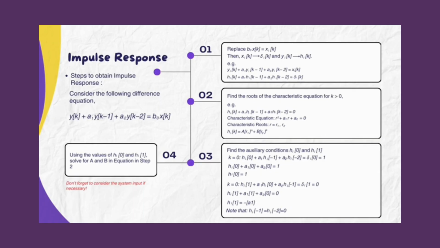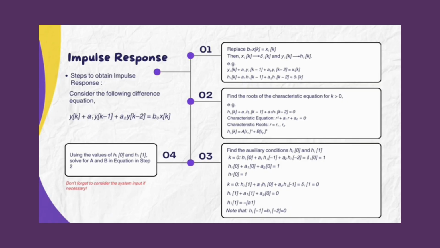Step 3, find the initial conditions. Now we need to find the values of h sub I of 0 and h sub I of 1. Start with k equals 0, h sub I of 0 plus a1 times h sub I of negative 1 plus a2 times h sub I of negative 2 equals delta of 0, which is 1. But both h sub I of negative 1 and negative 2 are 0, so we get h sub I of 0 equals 1. Now with k equals 1, h sub I of 1 plus a1 times h sub I of 0 plus a2 times h sub I of negative 1 equals delta of 1, which is 0. Again, h sub I of negative 1 is 0, so we get h sub I of 1 plus a1 times 1 equals 0, which means h sub I of 1 equals negative a1.